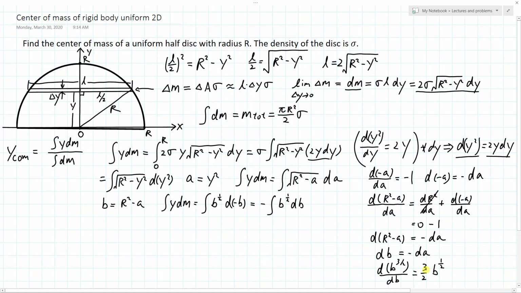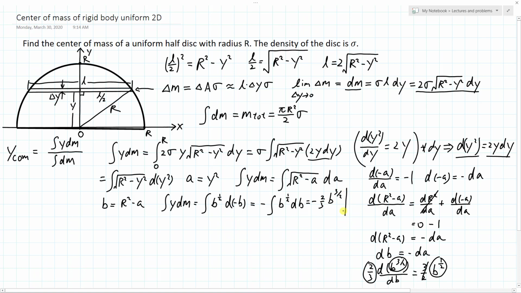So what this means is if you just want this, you multiply by 2, divide by 3, so 2 over 3, right? So basically this function here differentiates into this. So if you integrate, you get this function back. So that's where we get this function back, a negative 2/3 b to the 3/2. Okay, and we need to put in the limits.